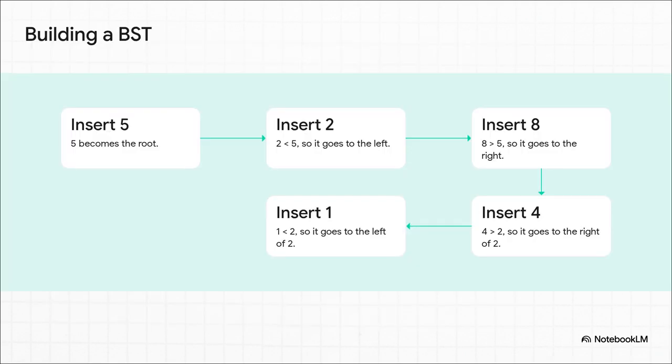Let's actually watch one get built. Okay, we start with 5, that's our root. Now we insert a 2. Is 2 less than 5? Yep, so it goes to the left. Next up is 8. That's bigger than 5, so it goes to the right. See the pattern? 4 is less than 5, so we go left, but it's greater than 2, so it goes to the right of 2. Then 1 goes left of 2. Look at that. You get this nice, branching, balanced structure. This is a happy tree, a fast tree.